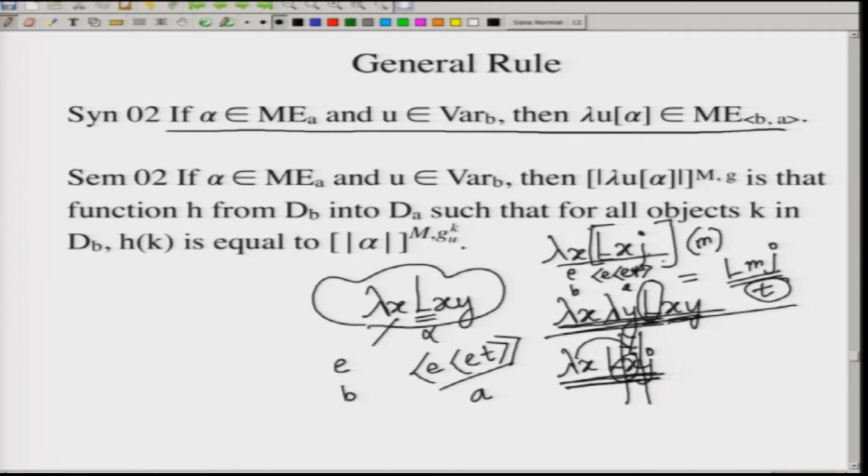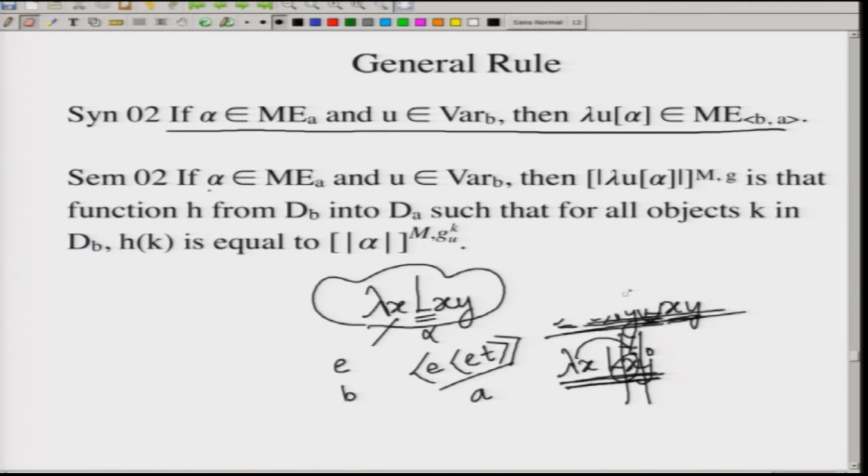What does the lambda expression do? The lambda expression takes... I'm sorry, once again, I showed the type of L, but I should consider what alpha is here. Let me redo it, otherwise it will be slightly confusing. Okay, so alpha is the thing that comes inside. For example, we took L x j. This is alpha, and what is its type?